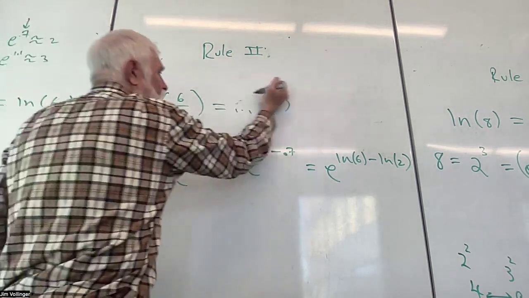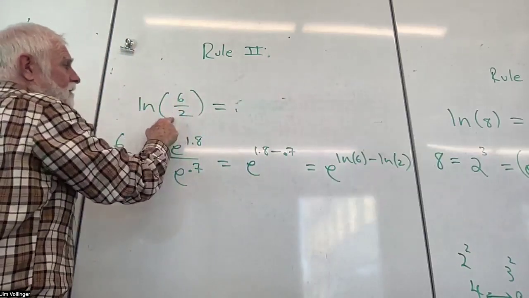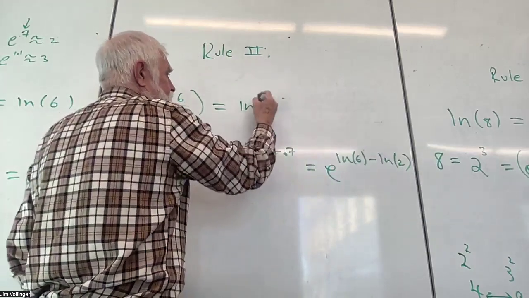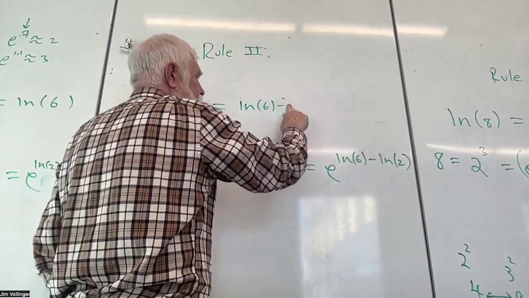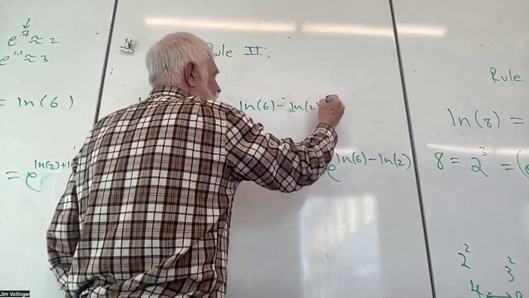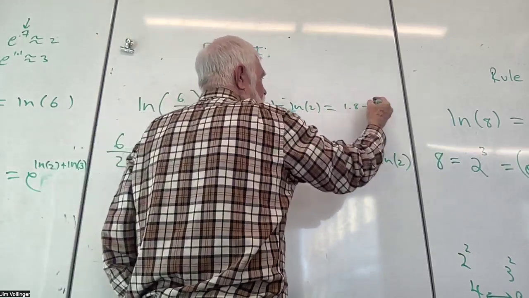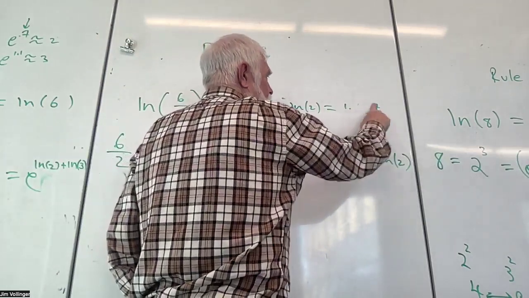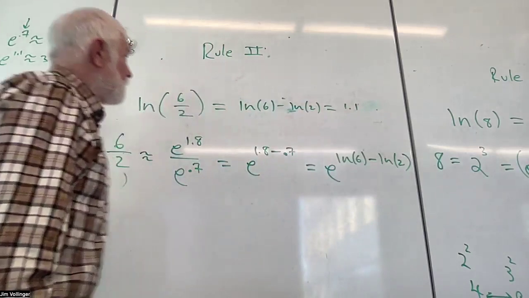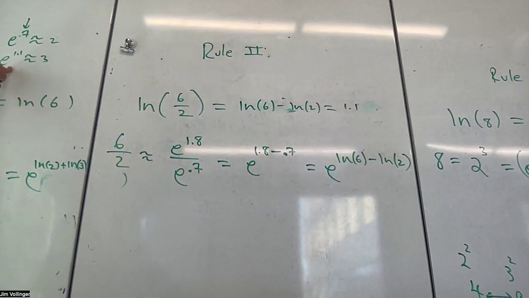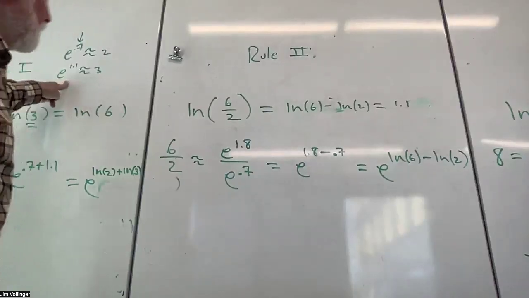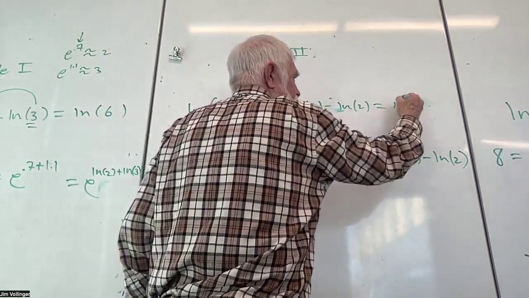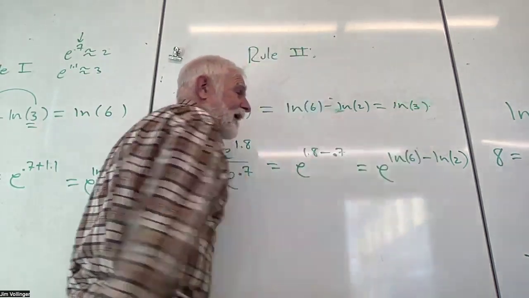So therefore, what's another way of writing ln of 6 divided by 2? Ln of 6 minus ln of 2 gets me 1.8 minus 0.7, which is 1.1. And 1.1 looks familiar. That's the exponent, and we find it on a calculator that way.